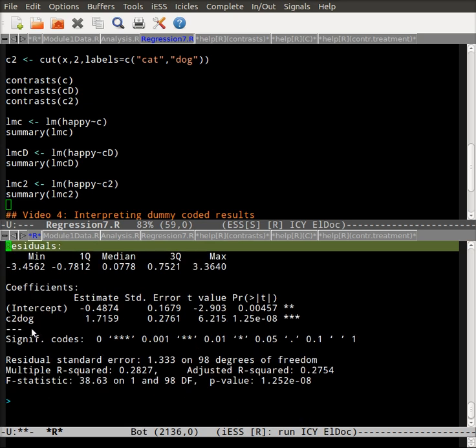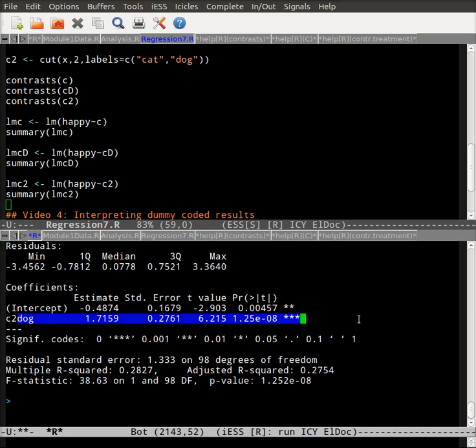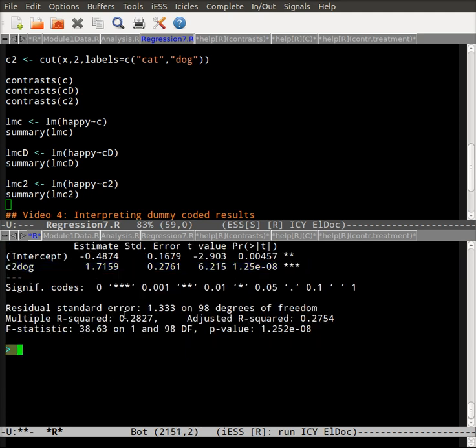Now here I only got one comparison because this is dog versus cat, and this is 1.7. Okay, so now what we have is a comparison of each one of these categories. And remember that dog versus cat was a bivariate median split for my x variable, so this parameter will not be the same as any of the other parameters. I just wanted to show you the difference for the k minus 1 logic in the dummy codes.